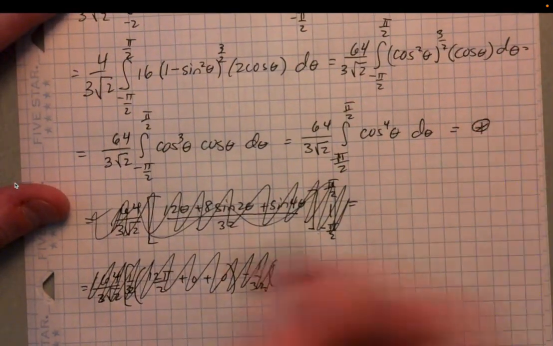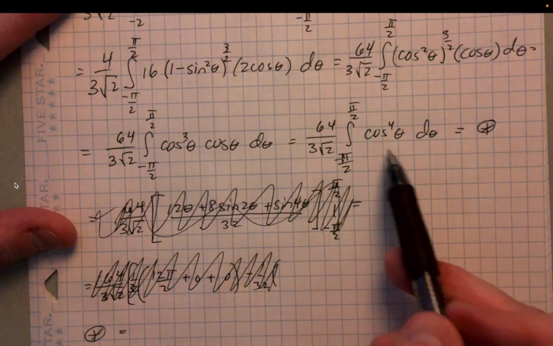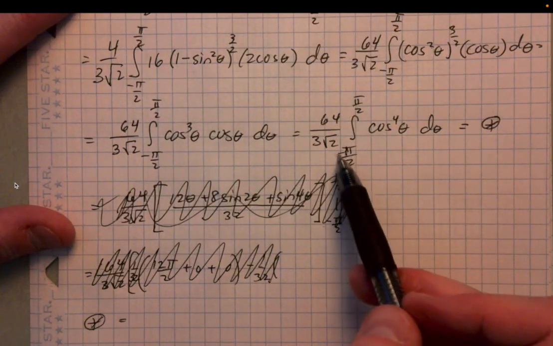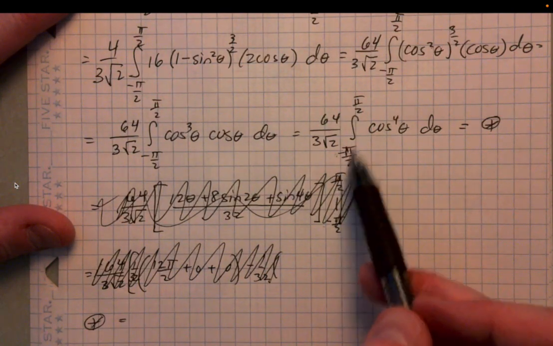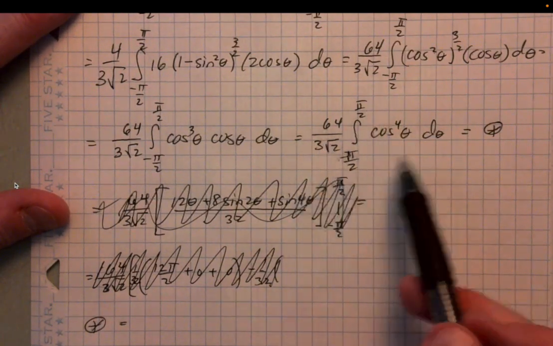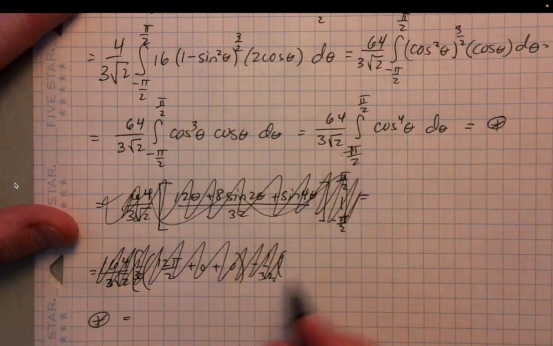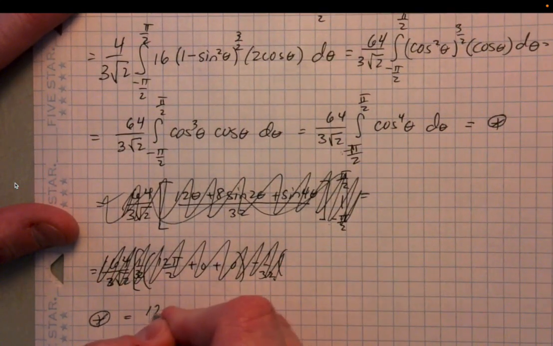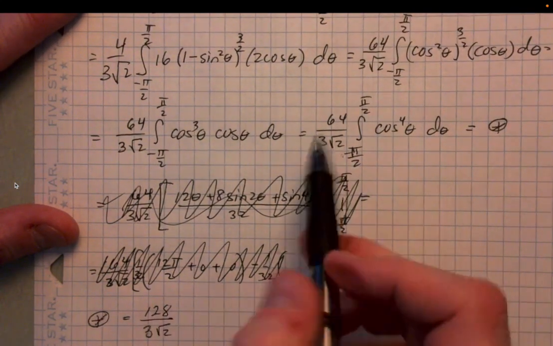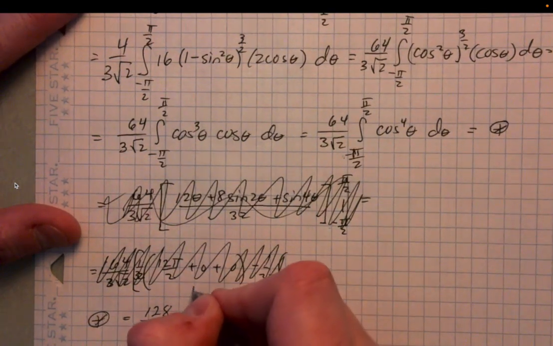So this guy here, I want to use the symmetry argument. Because we're integrating from negative pi over 2 up to pi over 2, we can actually cut this in half and do 0 to pi over 2 twice, and you get the same result, wouldn't you? Right? And so what I want to do here is change this to 128 over 3 square root of 2. So that's just multiplying the whole integral by 2, and then I want to integrate from 0 up to pi over 2.